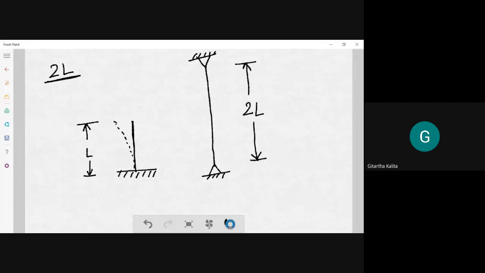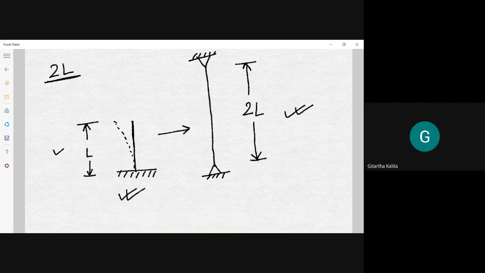I will repeat. Suppose this is a column with one end fixed and one end free. This column is of length L. If we extend the same column, increasing its length to 2L, and make both ends hinged, then the strength of this column will be equal to the strength of the original column.